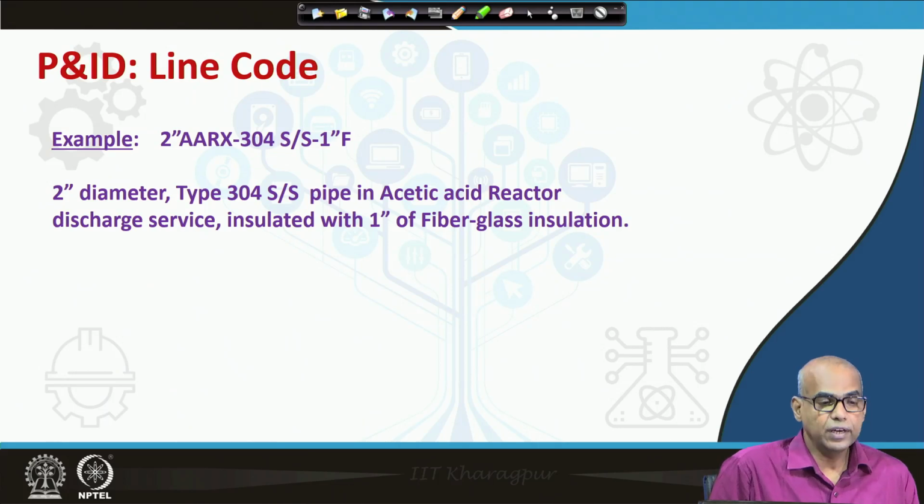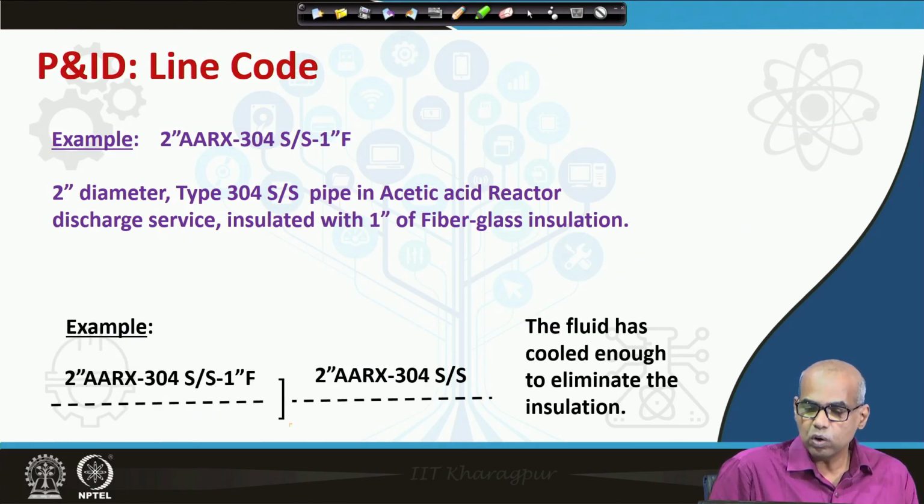This is a line code: 2-inch AARX-304 S/S 1-inch F. What it represents is a 2-inch diameter type 304 stainless steel pipe in acetic acid reactor discharge service, insulated with 1 inch of fiberglass insulation. So, the pipeline carries the entire information with it.